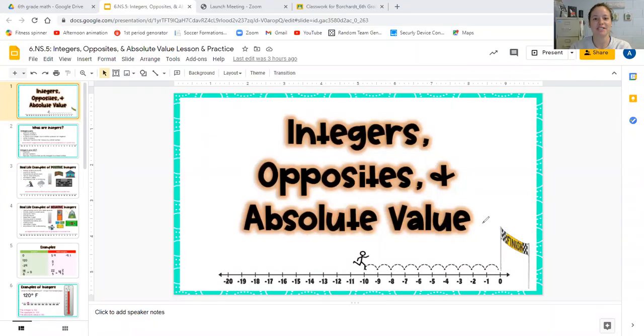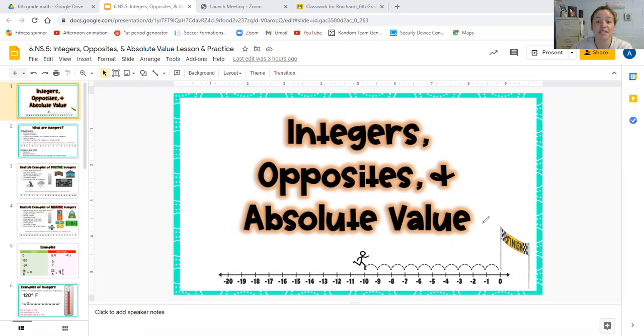Hey guys, today we are going to go over integers, opposites, and absolute value. Just a couple of reminders. When it comes to absolute value, remember, absolute value is always positive. And since distance deals with absolute value, that means distance is always going to be positive.